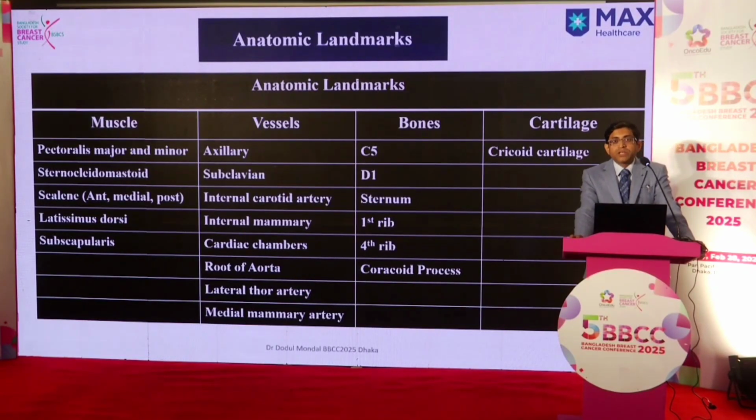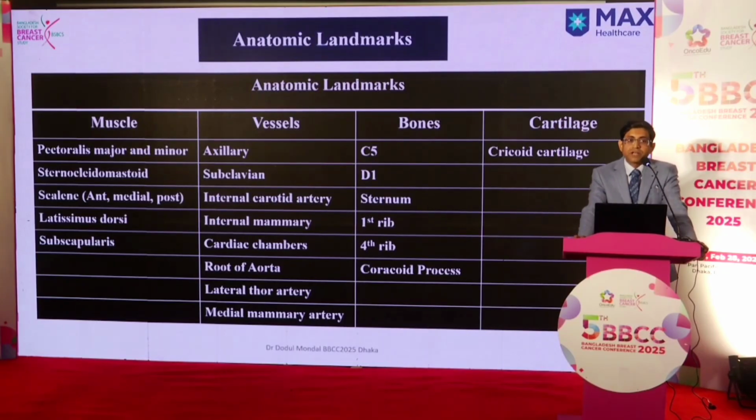So the anatomic landmarks are very important when you contour the breast. So I have divided them into structures like muscle, vessels, bones, and cartilage. So these are the muscles: pectoralis major and minor, sternocleidomastoid, scalene group of muscles, latissimus dorsi, and subscapularis. So these muscles will have references when you are contouring the CTV.